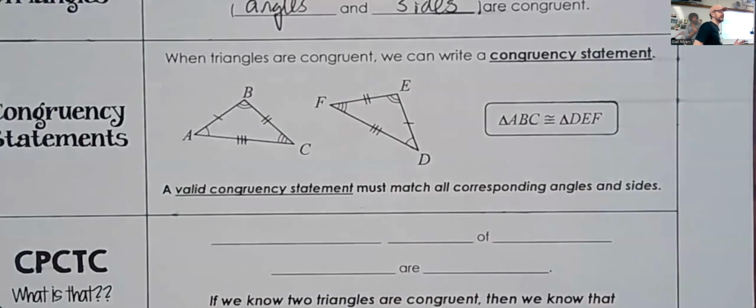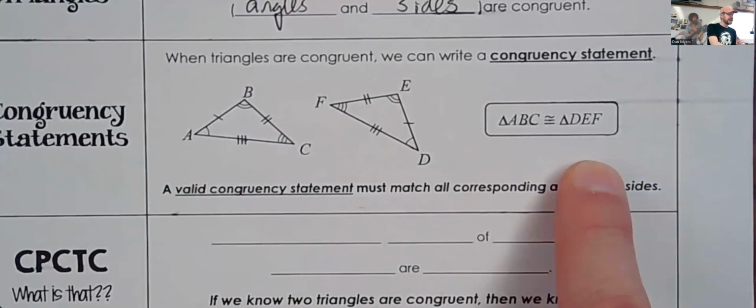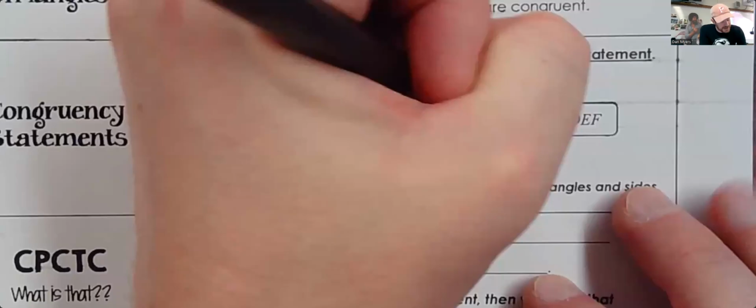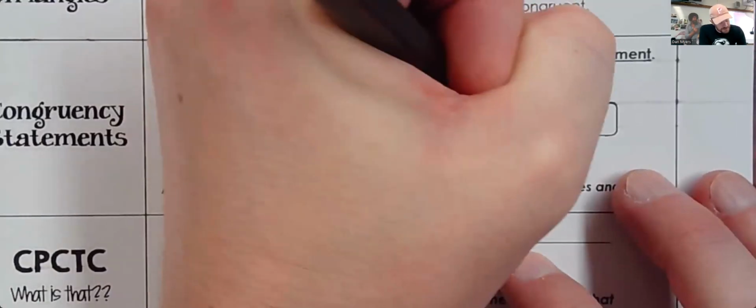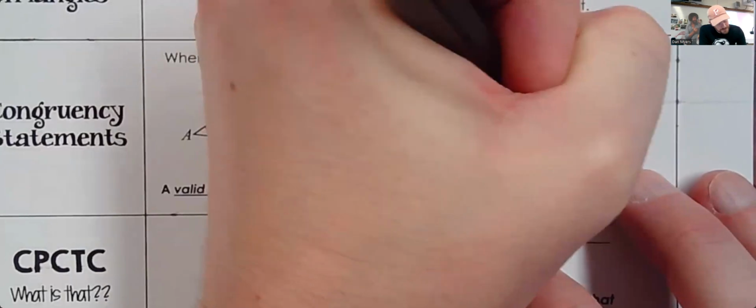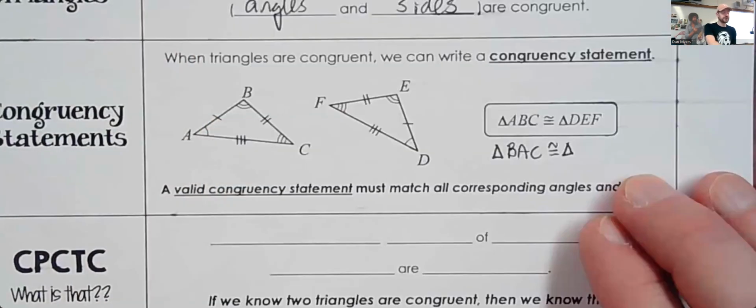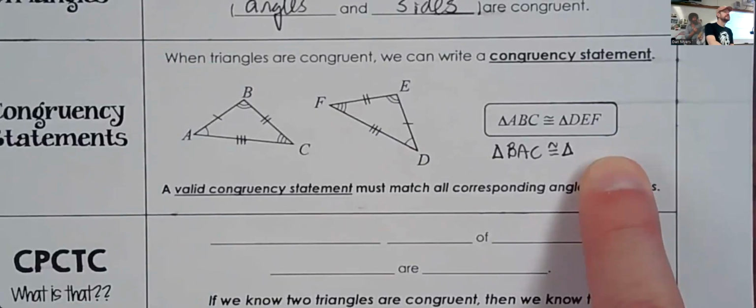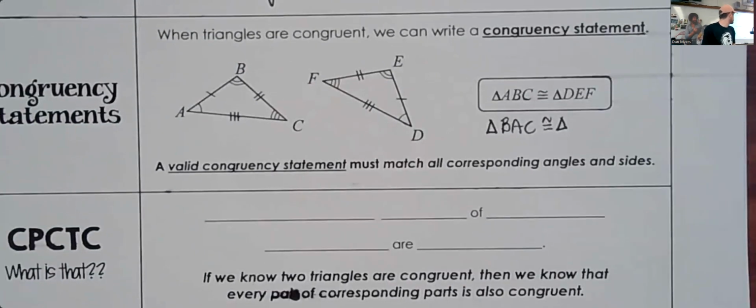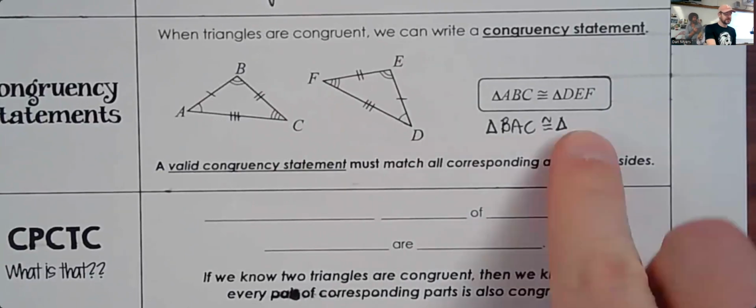So as long as you line up the parts that are the same, you can write these letters in any order. For example, if I were to write triangle BAC, we would have to change the order of the letters over here. Yeah, write this down. If we were to change the order of the letters here, we would have to switch up the letters on the other triangle.